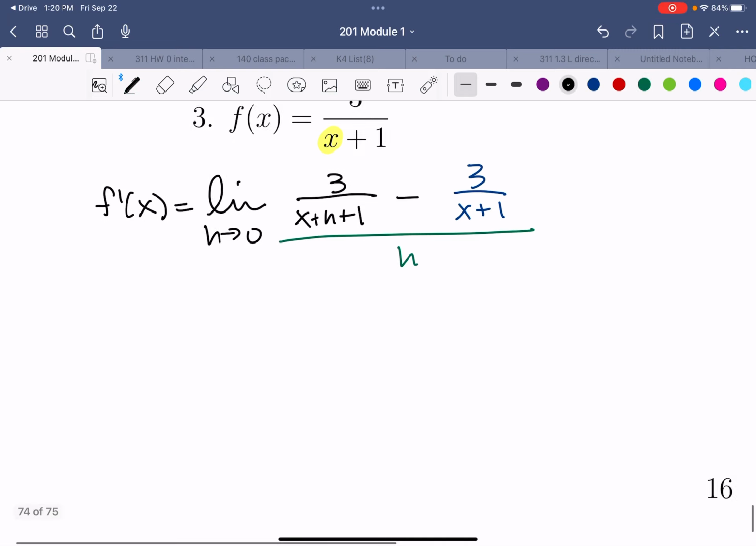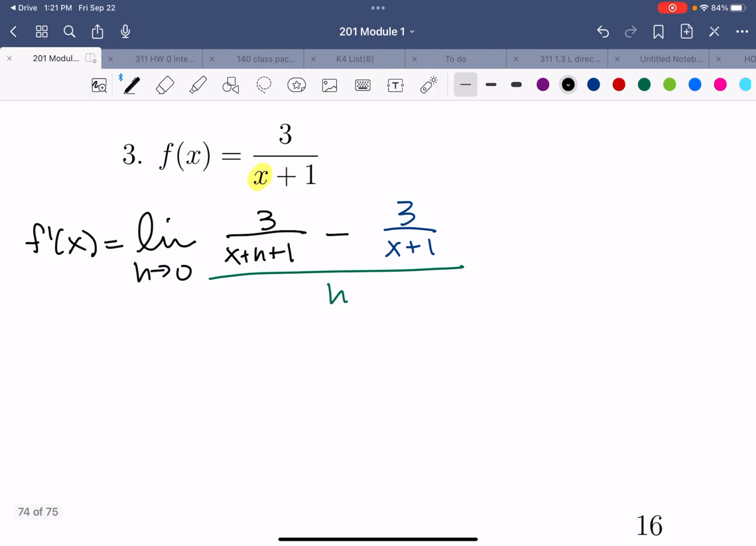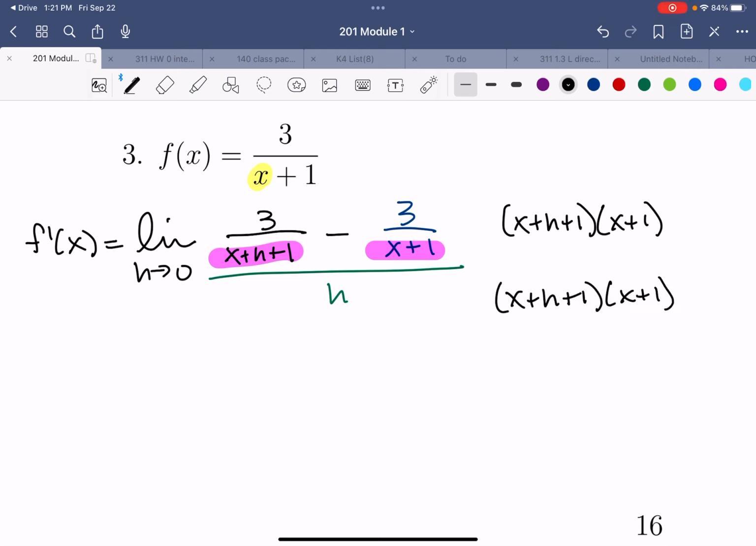Okay, now I have fractions and fractions. So the quickest way to get me out of this scenario is to multiply by both denominators. So I have x plus h plus 1 and x plus 1. So if I multiply by both of those, top and bottom, then I will clear my denominators.